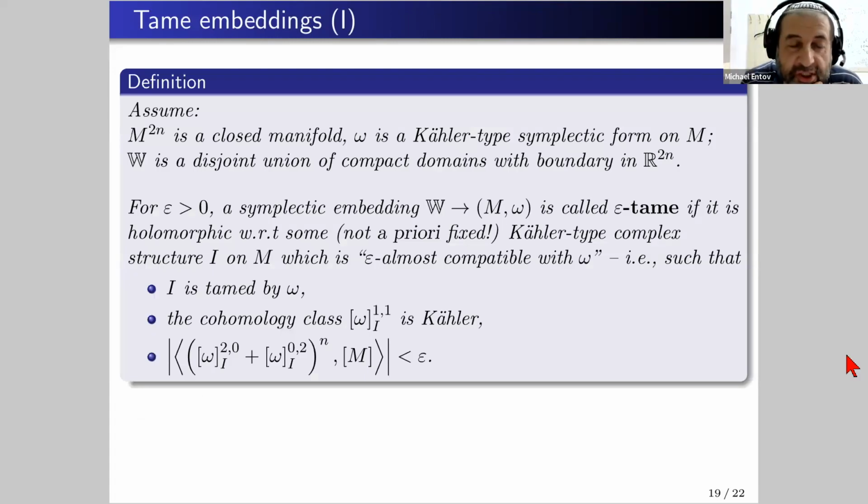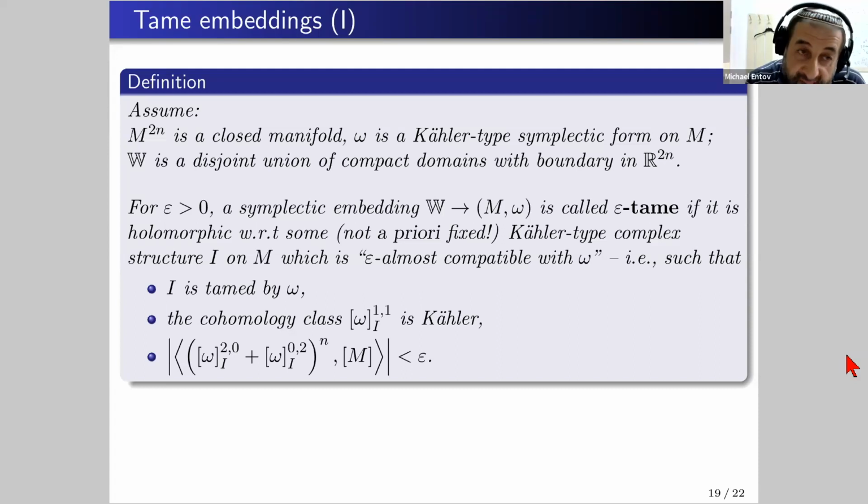So we're in the following situation. Assume we have a closed manifold. The definition is general; M doesn't have to be a torus or a K3 surface. So M is a closed manifold, and omega is a Kähler-type symplectic form on it. W is a disjoint union of compact domains with boundary in R^{2N}. And as we'll see in applications, we also allow these domains to be not only balls, but also polydisks and parallelepipeds, this kind of thing.